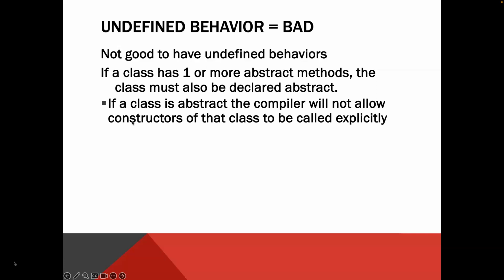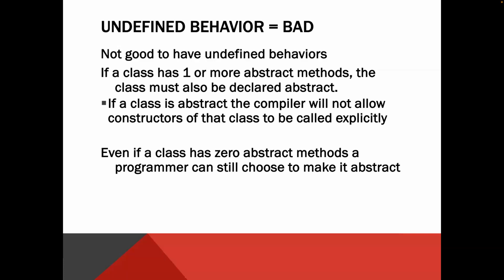It's not going to allow any constructors of that class to be called explicitly. So we're never going to say equals new closed shape. The compiler will stand in our way, our code will not compile. So even if a class has 0 abstract methods, I guess this is a separate idea. If a class has no abstract methods in it, even if you have all methods that have bodies, you can still choose to make it abstract.